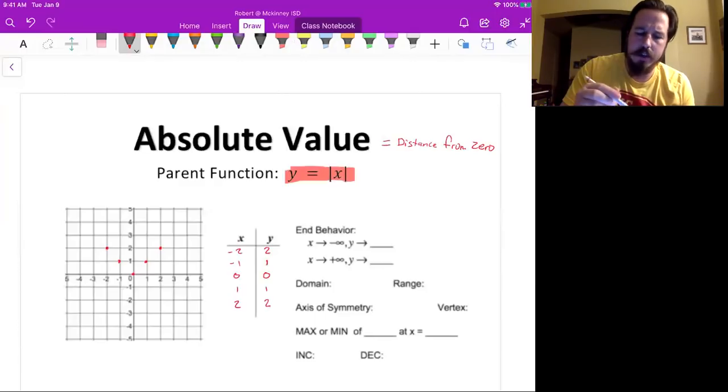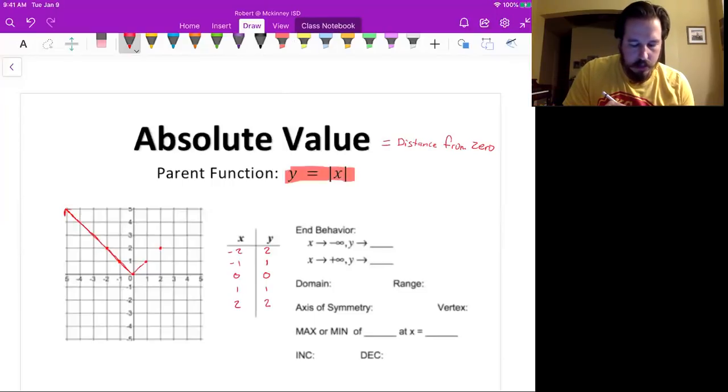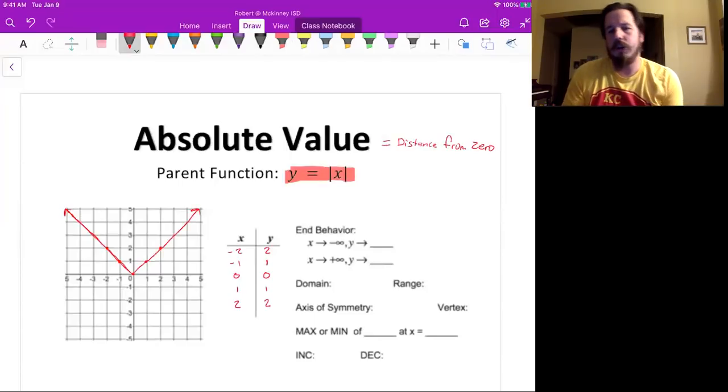And we could carry these on forever, but our absolute value parent function comes looking just like this, right? That is what our graph looks like. Okay, so this is the graph of the function y equals absolute value of x. So let's look at a few things on that.